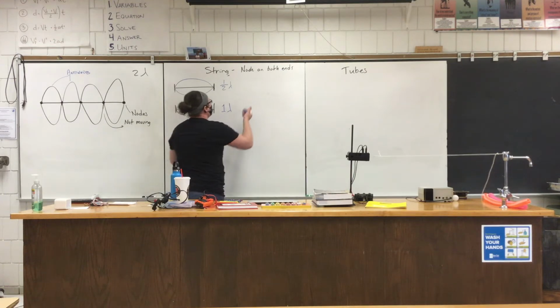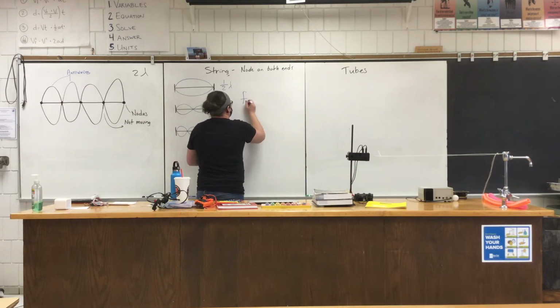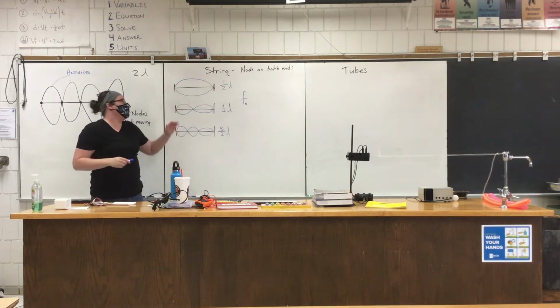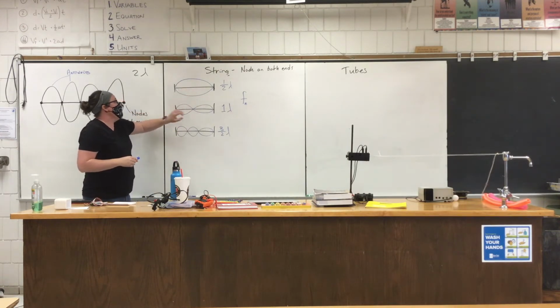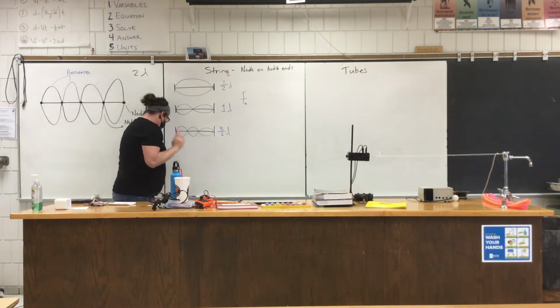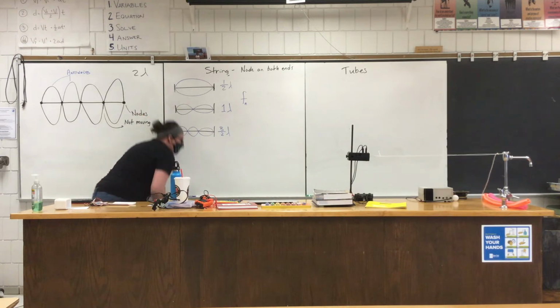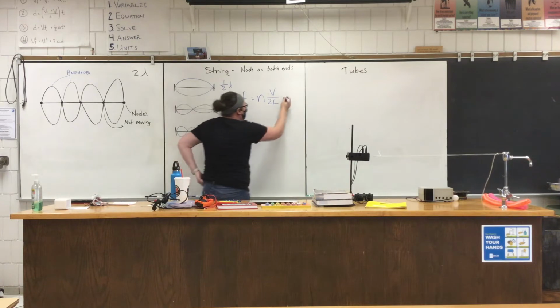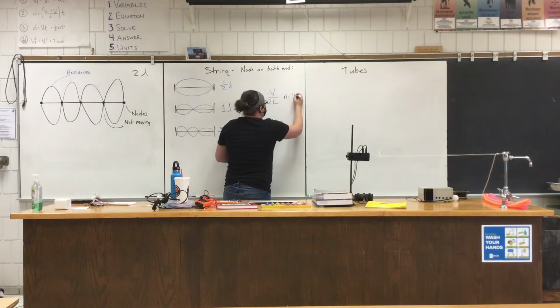The equation that we use with this, we have frequency, and I'm going to put a little n here, a subscript n, because this would be one frequency, this would be a different one, this would be a different one. And I'll talk about what that n means in a moment. f_n is equal to n times v over 2L. N can be 1, 2, 3, any whole number here.